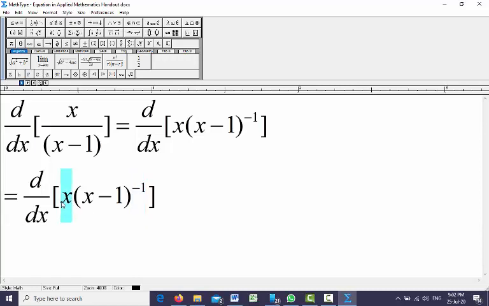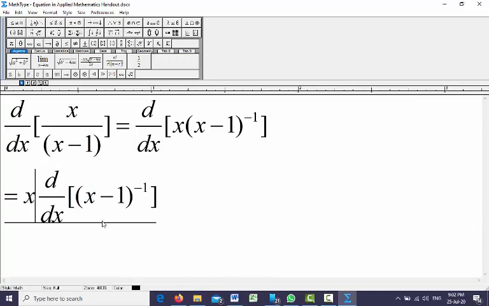So you can keep any one of these items outside. That means out of these two items in multiplication, you can keep any one of these outside and the remaining one in front of d by dx, and there will be a plus, and then again whatever you have in front of d by dx, that one you need to write again.